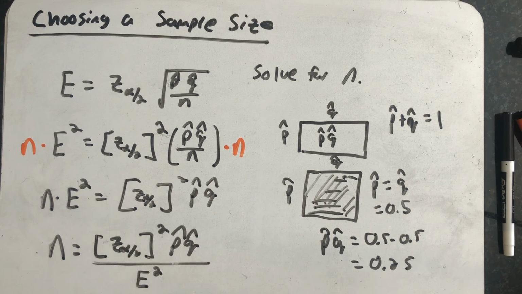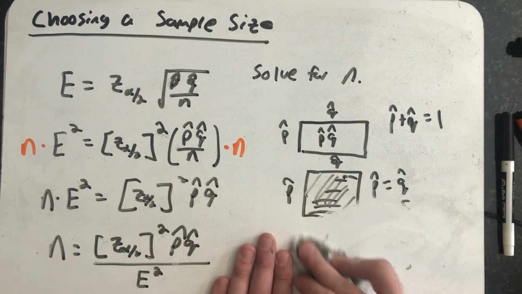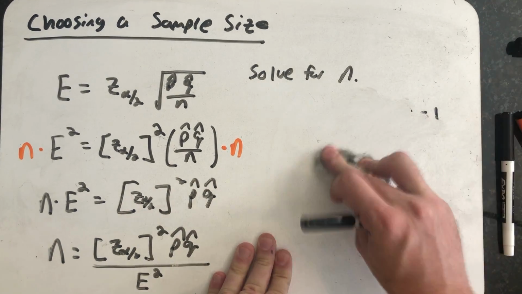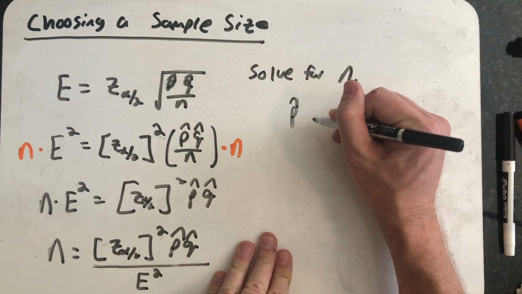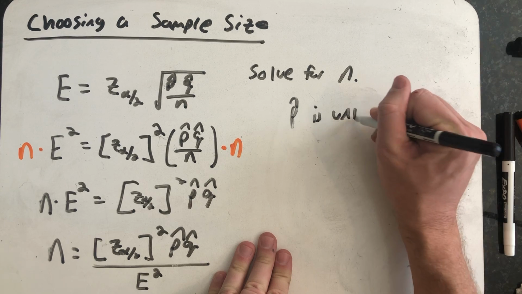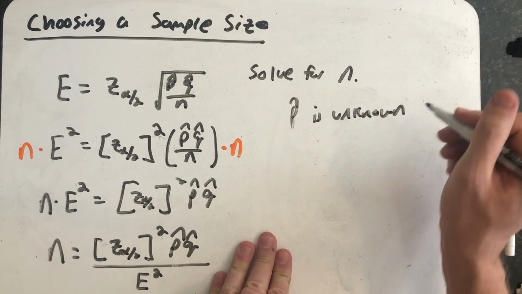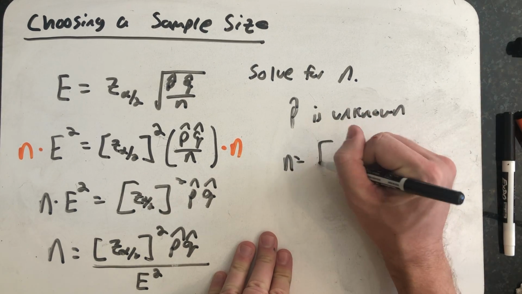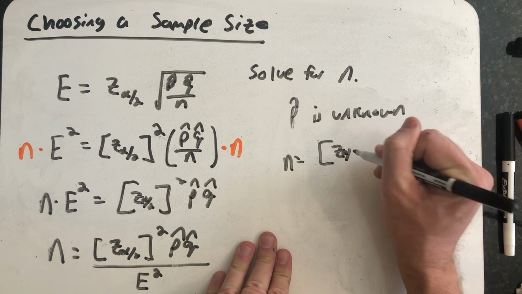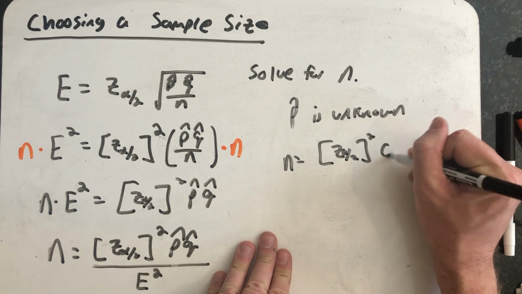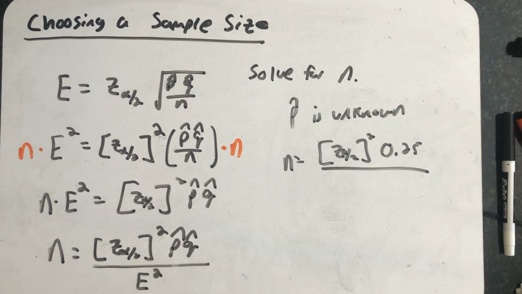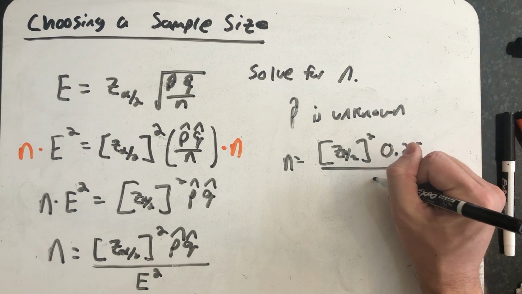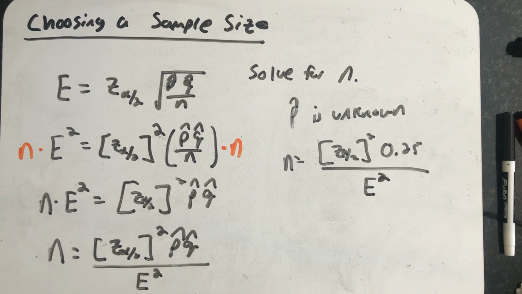If I don't know anything about p hat and q hat, this formula becomes this. If p hat is unknown, which makes q hat unknown, n is equal to the sample size we should use, z sub alpha over 2 squared times 0.25, that worst case scenario that p hat and q hat are as large as they possibly can be, all over e squared, the margin of error squared.